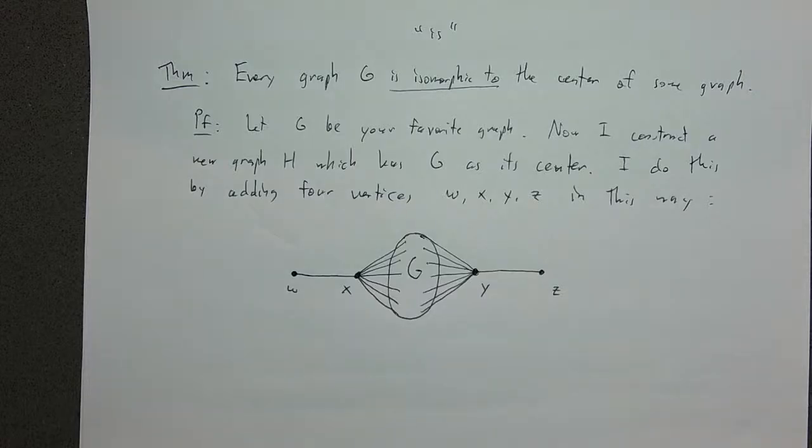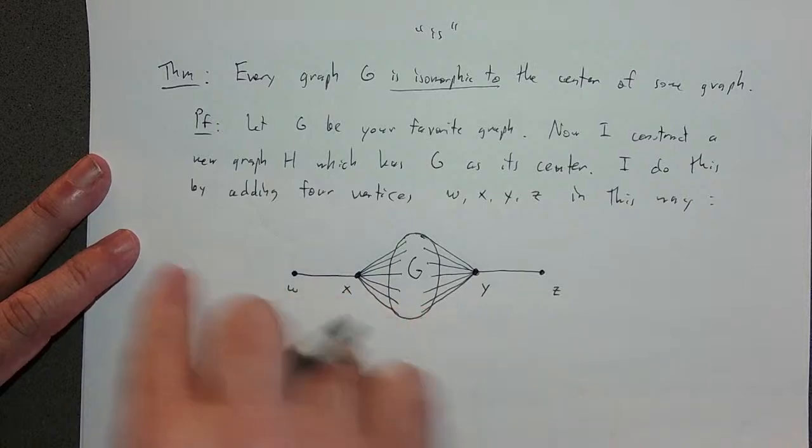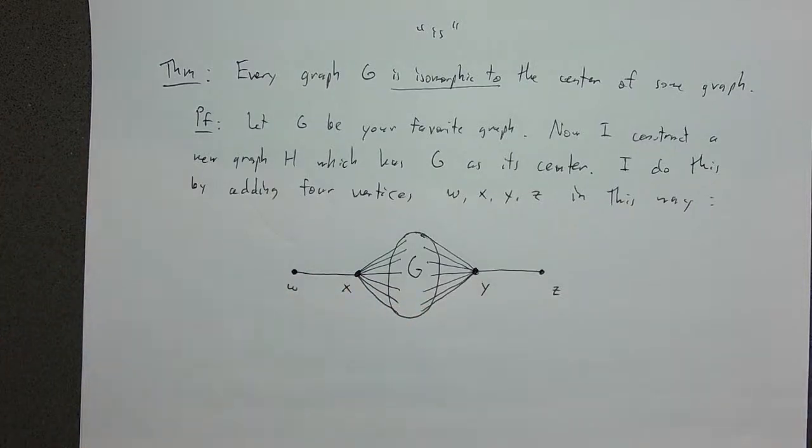Now, I claim that I have constructed a graph of which G is the center. So maybe you're worried about this. Maybe you're extremely worried that this picture, you somehow have a problem translating it to math. So you're worried that this isn't exactly rigorous. But it is. So what is it that I do here?